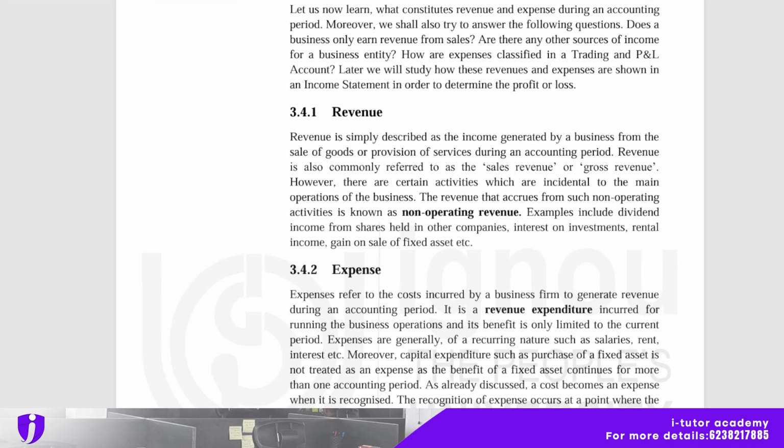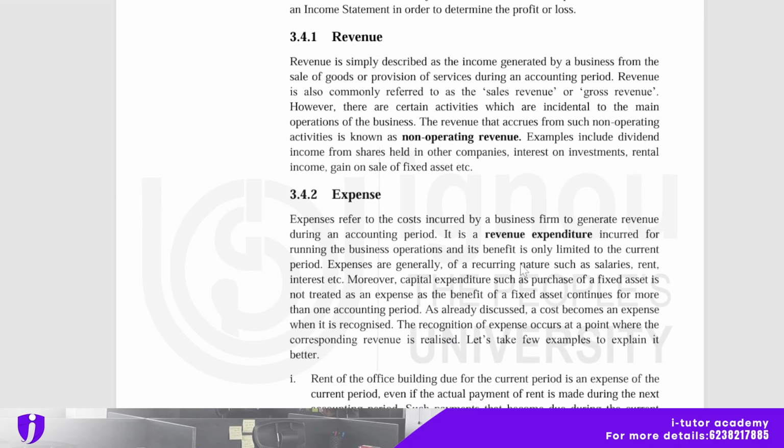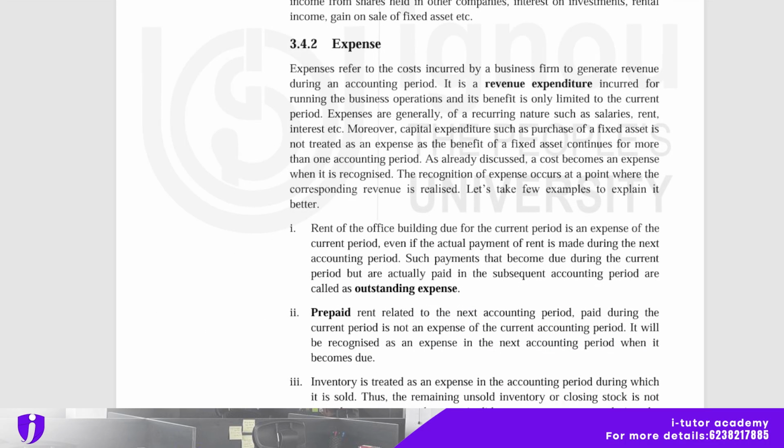Revenue. Revenue is simply described as the income generated by a business from the sales of goods or provision of services during an accounting period. Revenue is also commonly referred to as sales revenue or gross revenue. However, there are certain activities which are incidental to the main operation of the business. The revenue that accrues from such non-operating activities is known as non-operating revenue. Examples are also there.